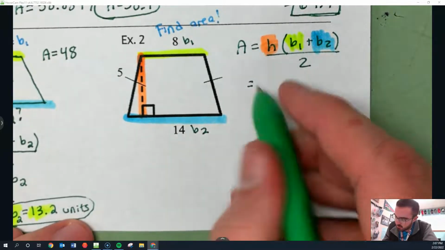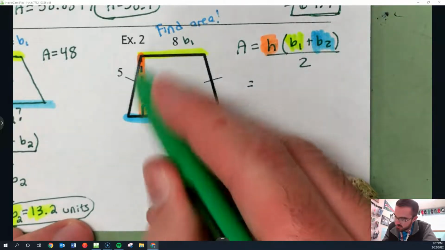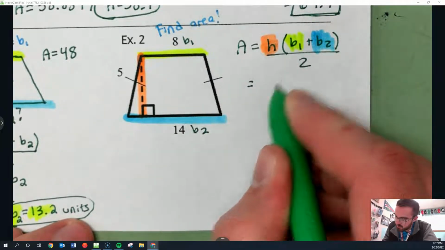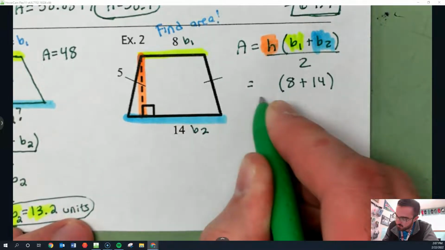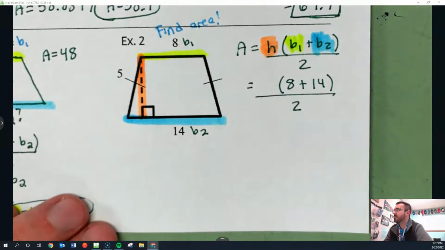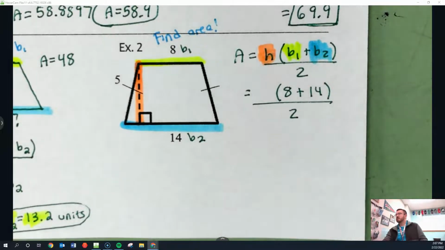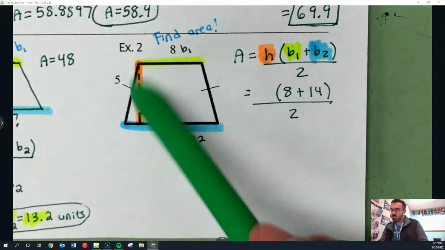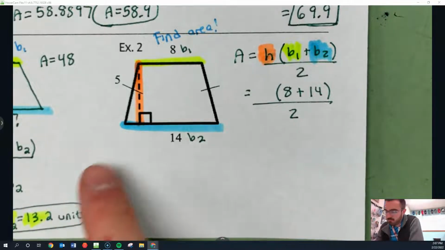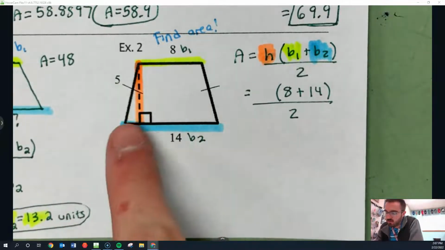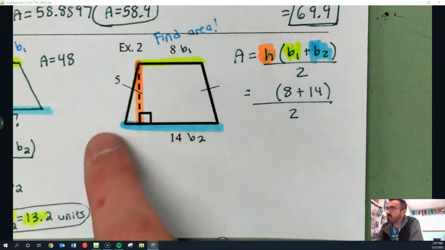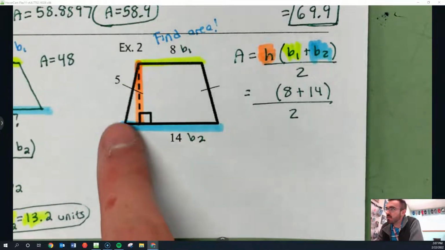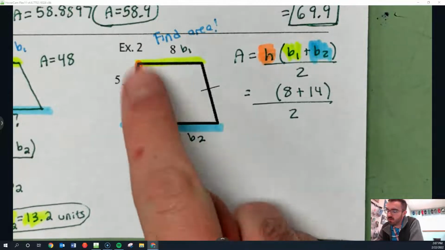Okay, h is going to be... we don't know that this is the measure of 5, so we actually don't know that. But we do know that this is 8 plus 14, that's what we know so far, all over 2. Okay, so let's talk about how we find this orange line. Here's our situation. We know that this measure right here is 5. Maybe this little measure we could probably figure out, but we don't know the orange line.